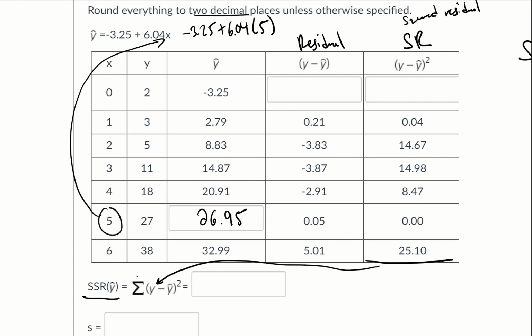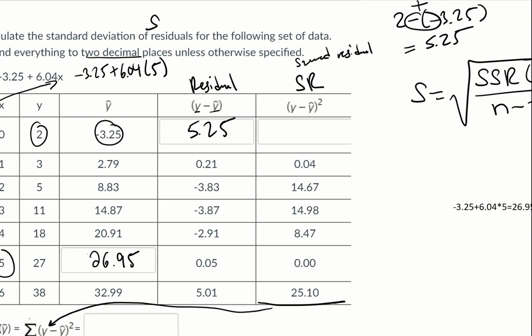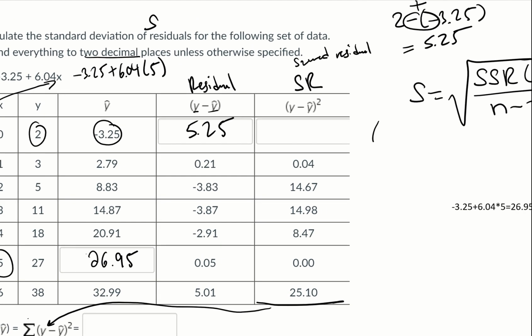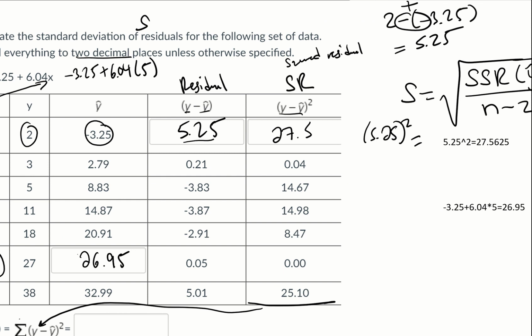And so now we need to find the residual. And so to do that, you subtract your Y minus Y hat. So you do this minus this to get this guy, okay? And so on. So we got to do 2 minus negative 3.25. A double negative is a positive, so this is really 5.25. All right, and then next we're going to square that number. So 5.25 squared, and we'll get 27.56 because we're going to round it to 2 decimals.